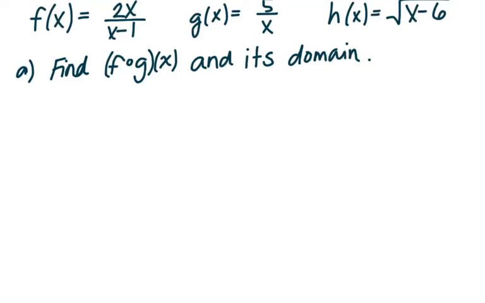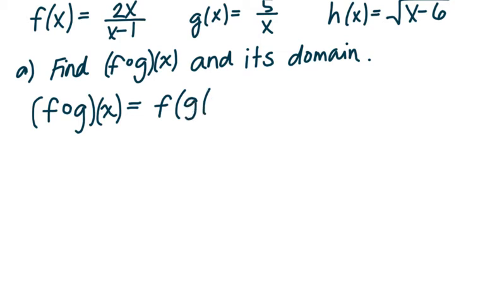For part A, we want to find f of g of x and its domain. So a reminder, when we have the open dot notation, we can read it as f of g of x, or you could say f composed with g. A second way of writing this would be with parentheses, like this: f of g of x. Most people prefer this second method because you can clearly see which function is on the inside.